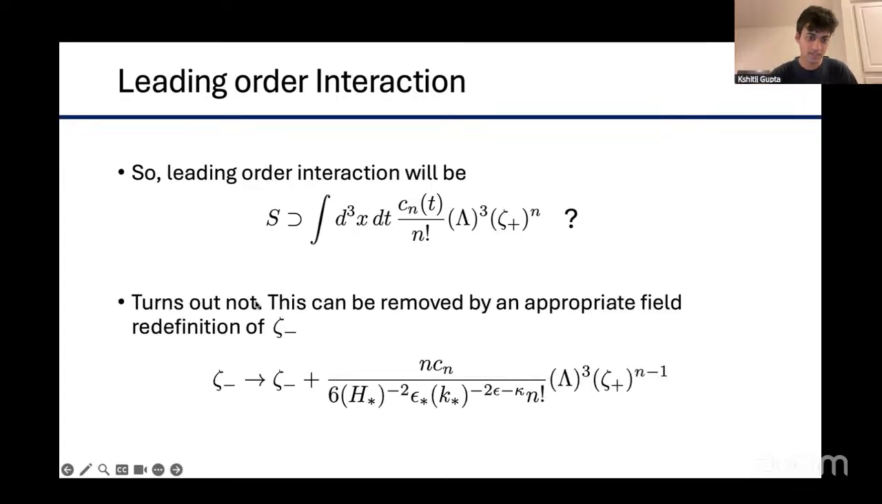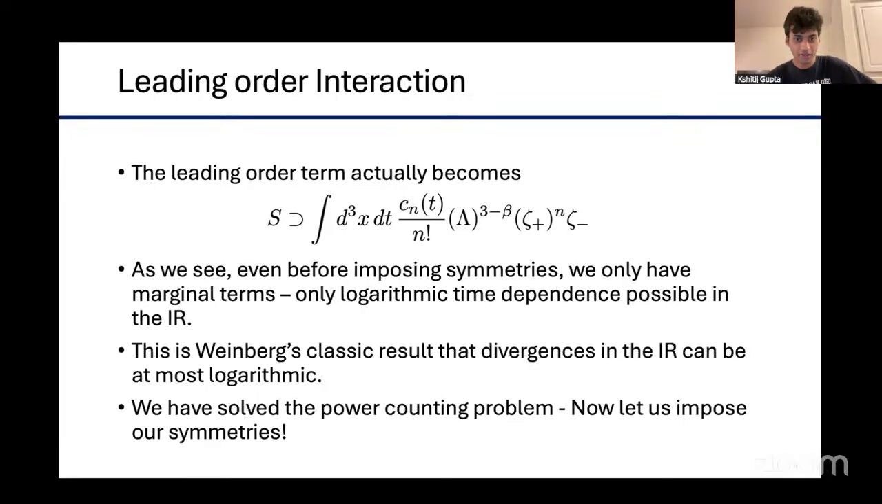This is the guess, but this turns out to be not true because this can be removed by an appropriate field redefinition of zeta minus. So this term actually does not belong in the EFT. You can just remove it by a field redefinition of this form. So really, the leading order term is one where you have zeta plus to some n powers, but also at the very least one zeta minus. So as we see, even before we've imposed any symmetries, we can only have marginal terms possible in the EFT.